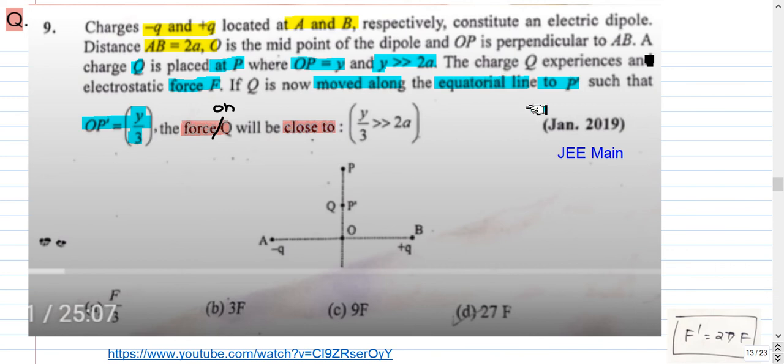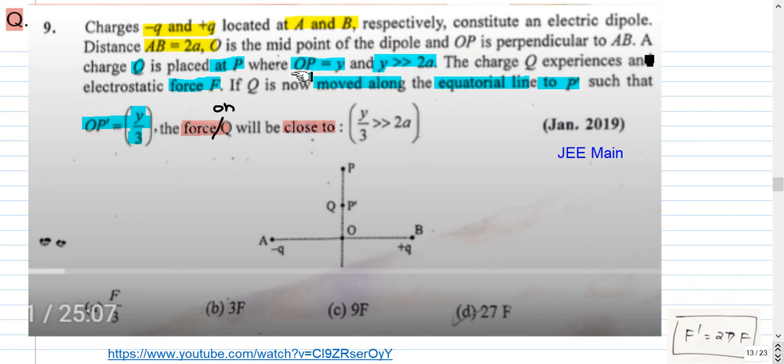This is a question from JEE Main 2019. Charges minus q and plus q are located at A and B respectively, constituting an electric dipole. The distance AB equals 2a, O is the midpoint of the dipole, and OP is perpendicular to AB. A charge q is placed at P, where OP is y and y is much larger compared to 2a.